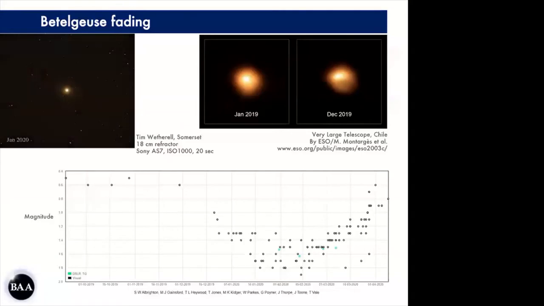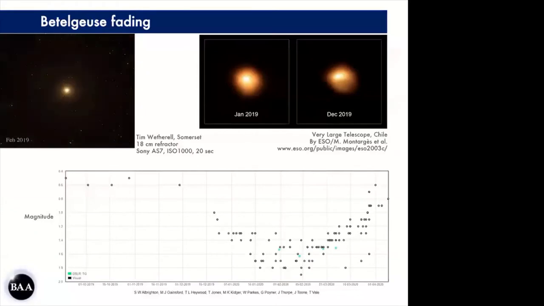I'm sure you all know Betelgeuse. It's instantly recognisable. It's the right shoulder of Orion. And normally it's one of the 10 brightest stars in the night sky. But last October, it began to dim. And by mid-February, it had lost more than two-thirds of its brightness. And you can see in the animation on the top left here, it's two slides taken by Tim Weatherall in Somerset. One in February of last year, and one in January of this year when it was a lot fainter. So two-thirds of its brightness has gone.